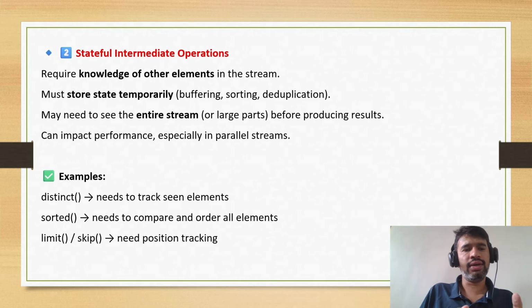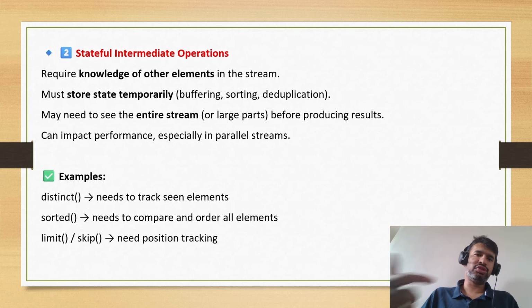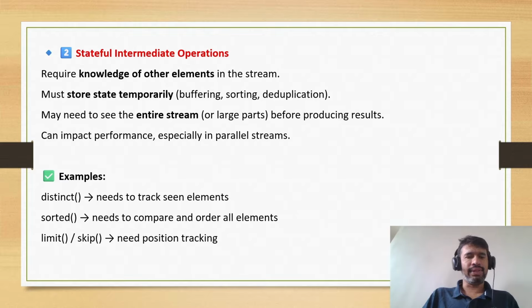So that's why these are stored temporarily and it will impact the performance, especially in case of parallel streams. Here the examples are distinct. Distinct means, to find distinctness, you have to compare an element with other elements. You should know the state of other elements. Sorted is also the same thing, limit, skip, etc. These are all examples of stateful intermediate operations.